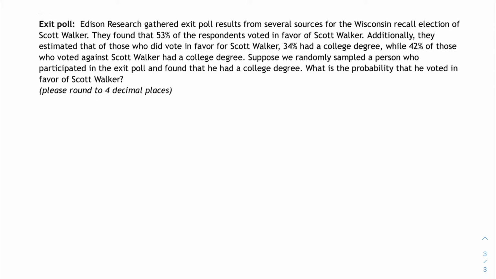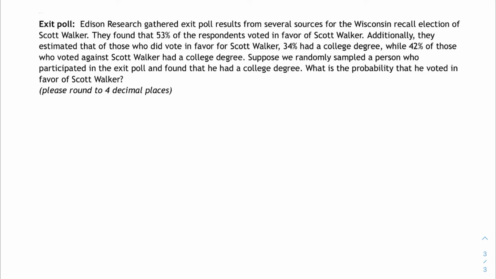Edison Research gathered exit poll results from several sources for the Wisconsin recall election of Scott Walker. They found that 53% of the respondents voted in favor of Scott Walker. So that's going to give me one of the branches of a tree diagram. This is a Bayes' theorem question, and I'm going to use a tree diagram to solve it.